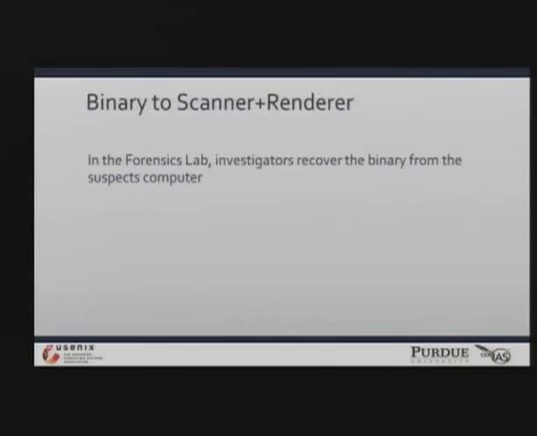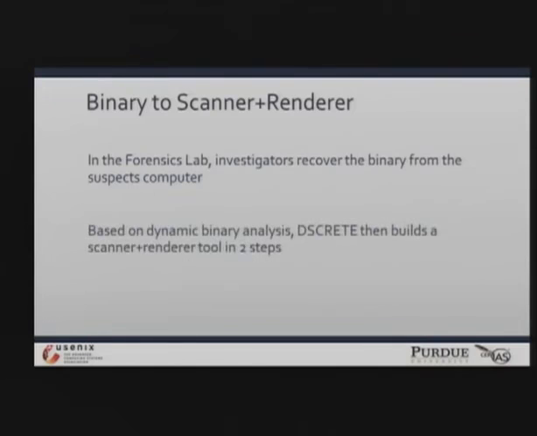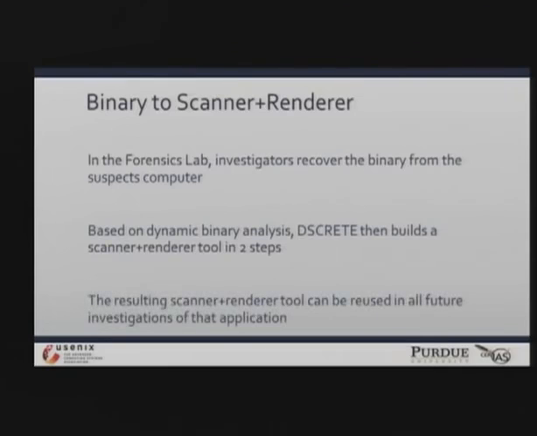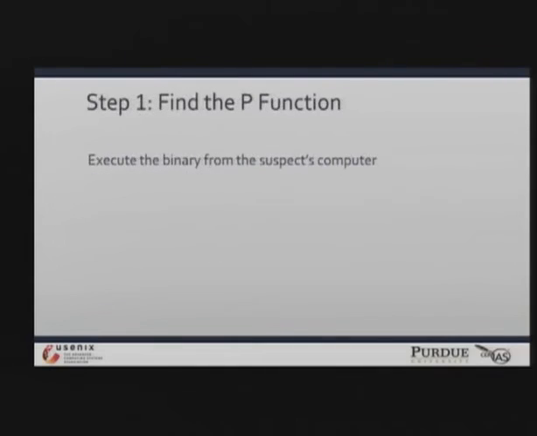So to build a scanner plus renderer tool, the lab forensic staff has to recover the target binary that they're interested in from the suspect's computer. And so this can usually be done with disk forensics because you'll get an image of the hard drive. You just pull that binary off. And then they're going to use DSCRETE in two dynamic analysis steps to build a scanner plus renderer tool. And then that scanner plus renderer tool can be reused in all the future investigations of that same app. So it's an application-specific scanner plus renderer tool. So let's look exactly how those two steps work.